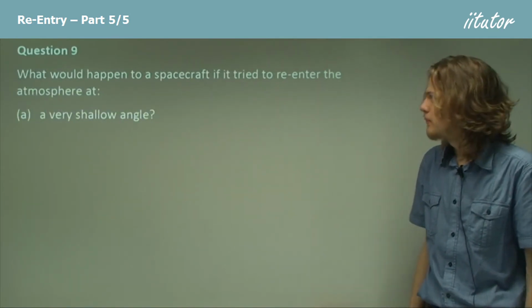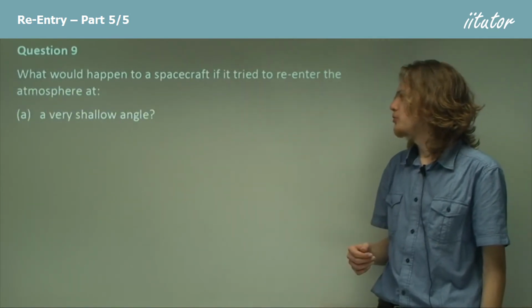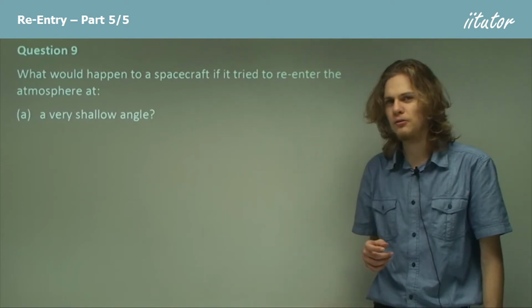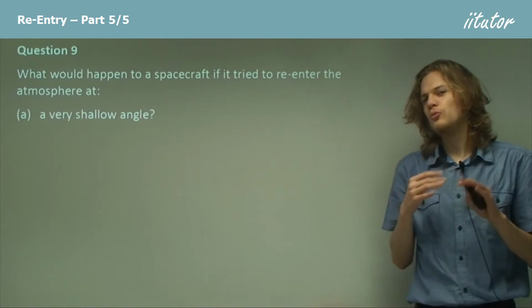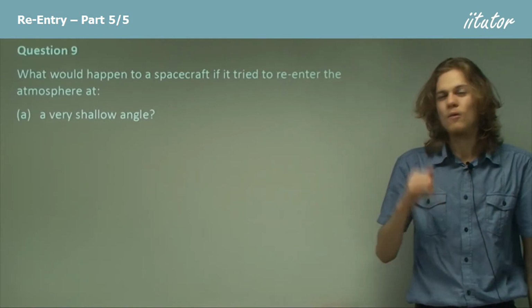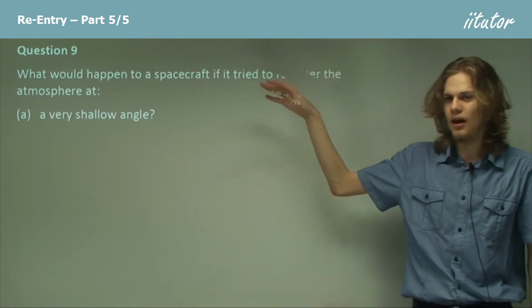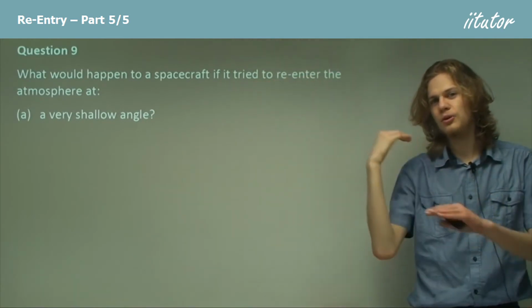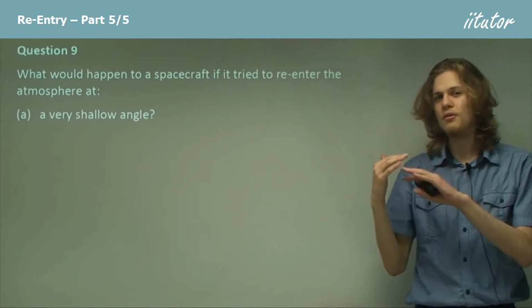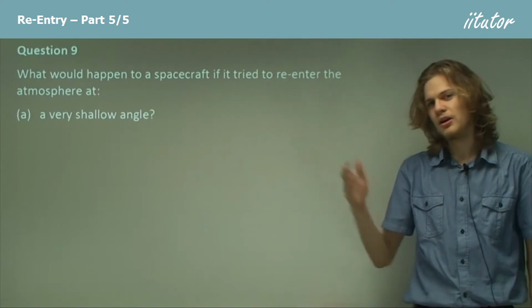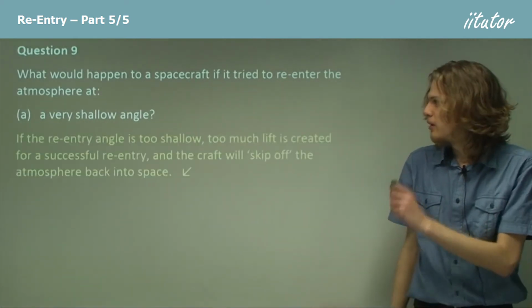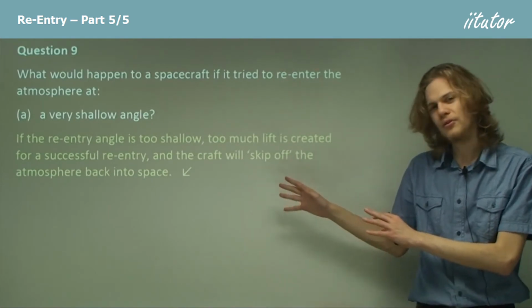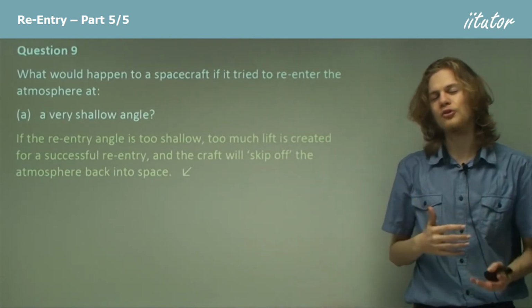Question 9. What would happen to a spacecraft if it tried to re-enter the atmosphere at a very shallow angle? In this case, we wouldn't be able to re-enter properly. What would happen is that instead of managing to go down and into an elliptical orbit around the Earth that takes us deeper into the atmosphere, we'll instead move higher up again. We'll bounce off the atmosphere. We'll have too much lift for a successful re-entry.